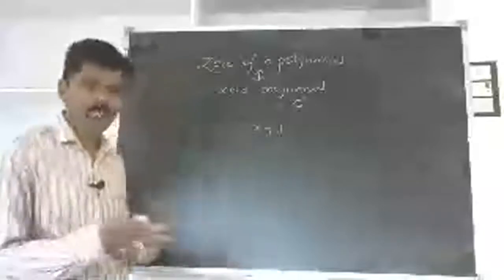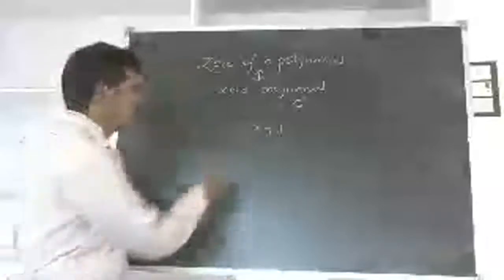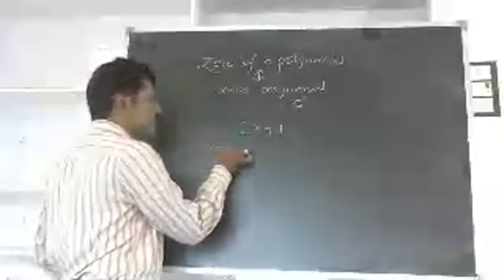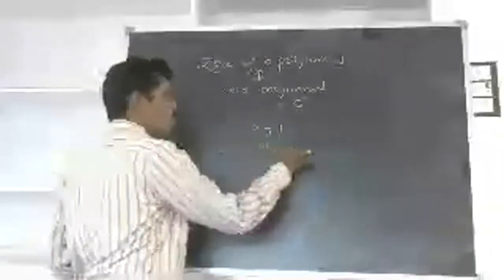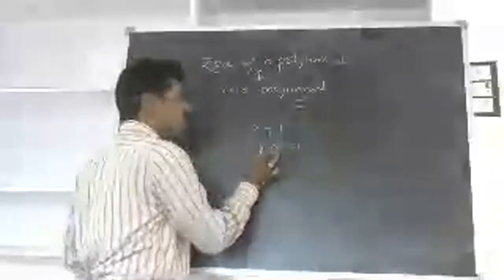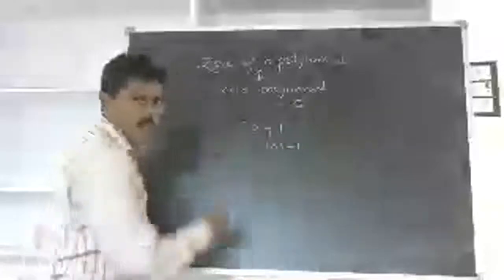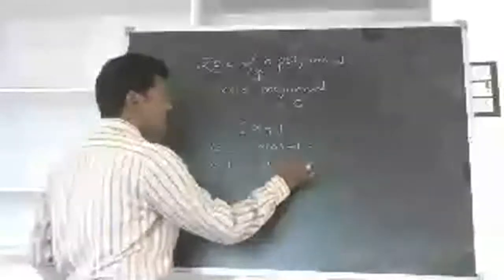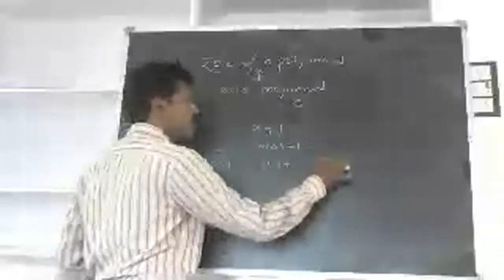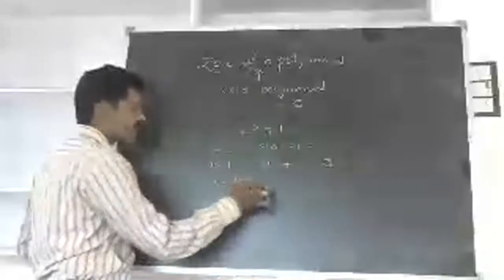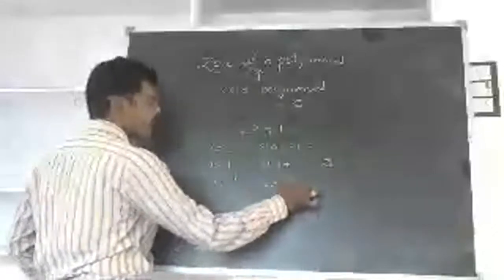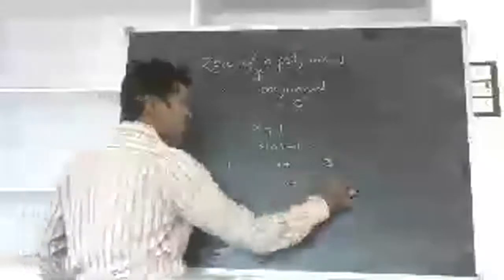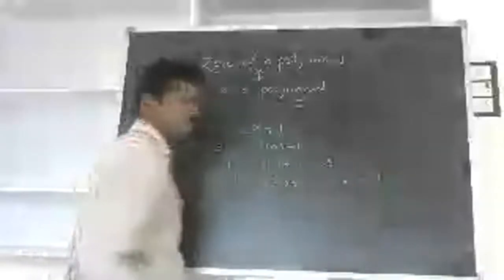I will get different values, as you have done previously. That means if I go with x equal to 0, I will get 2 into 0 plus 1 is equal to 1. 0 plus 1 is 1. If I go with x equal to 1, I will get 2 into 1 plus 1. 2 into 1 is 2, 2 plus 1 becomes 3. And if I go with x equal to minus 1, I will get 2 into minus 1 plus 1, which is minus 2 plus 1, so I will get minus 1.